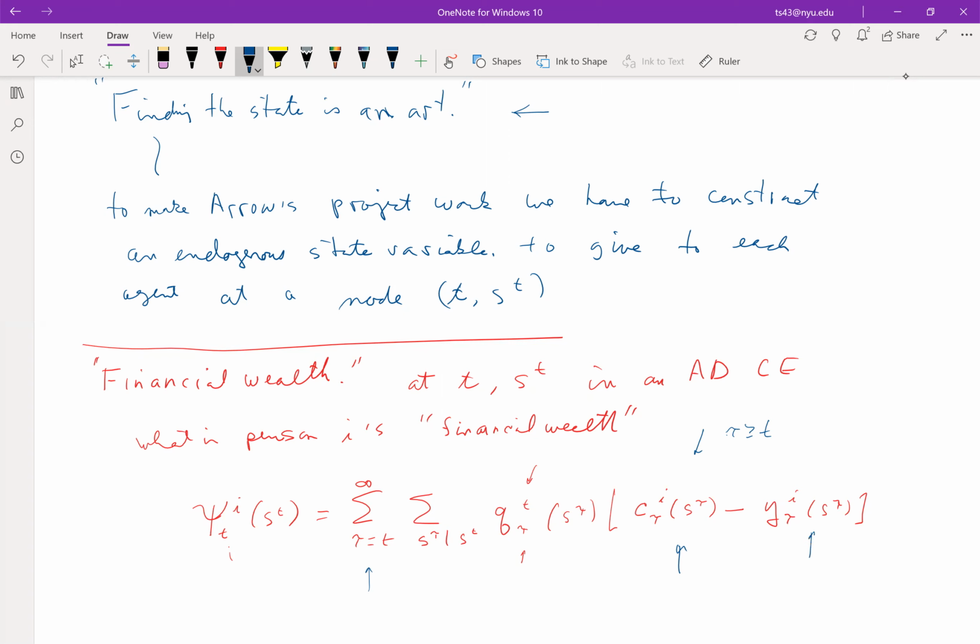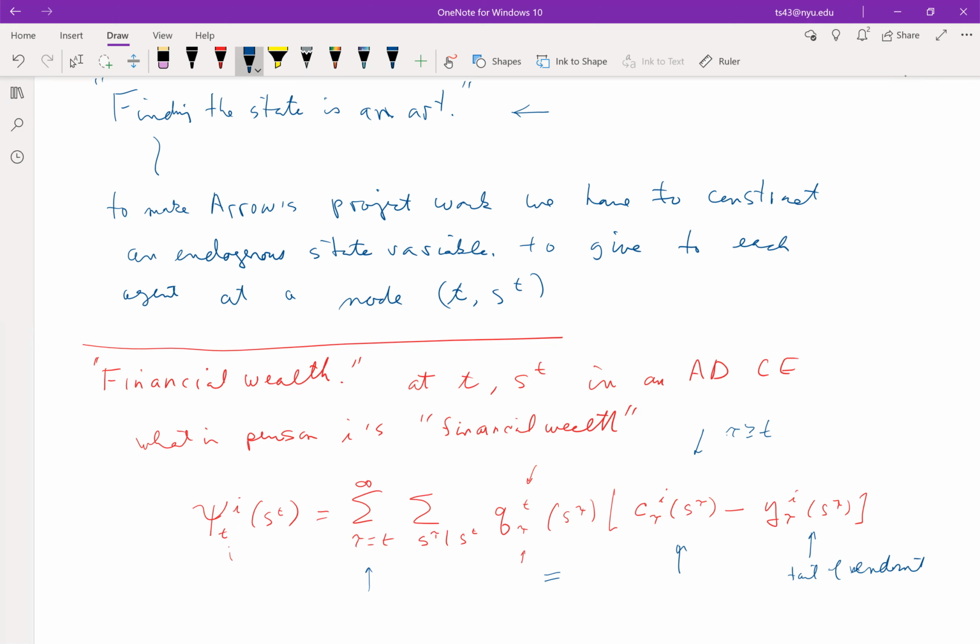What this is, that's the tail of my endowment. So this is the excess of the present value of my consumption plan in the Arrow-Debreu equilibrium over the value of the tail asset, which is just my endowment.